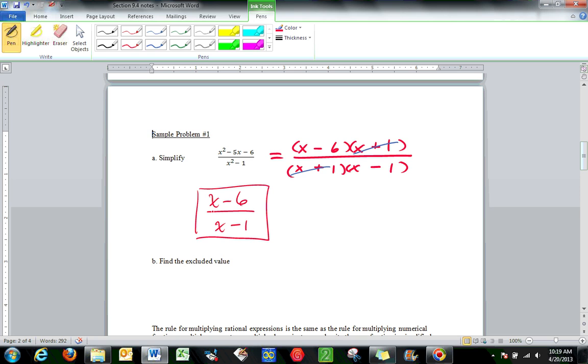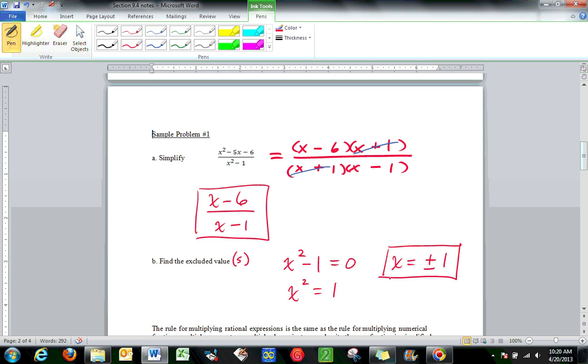Now, part B says to find the excluded value. I'm going to put a little s in here because sometimes it'll be more than one value. And if you recall, we said to find the excluded value, we make the denominator equal to 0. x squared minus 1 equals 0. And so we would then just simply solve for the individual parts. So we're going to have x squared equals a positive 1, and now we're going to take the square root of both sides, which is going to be plus or minus 1. So our excluded values here are plus and minus 1.